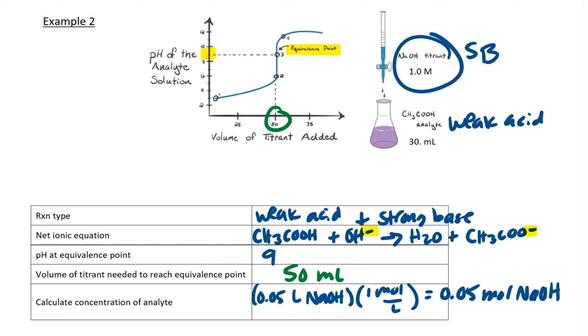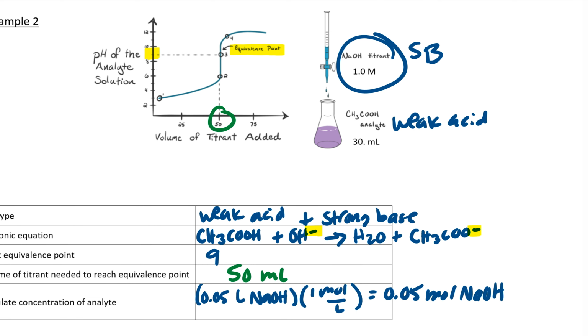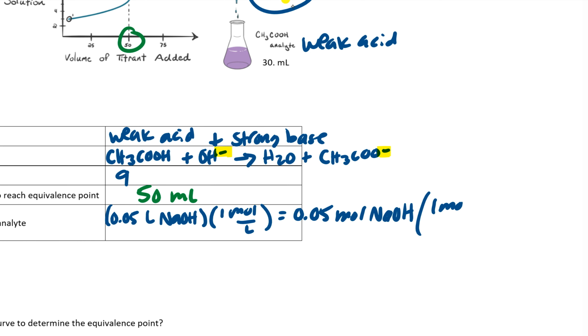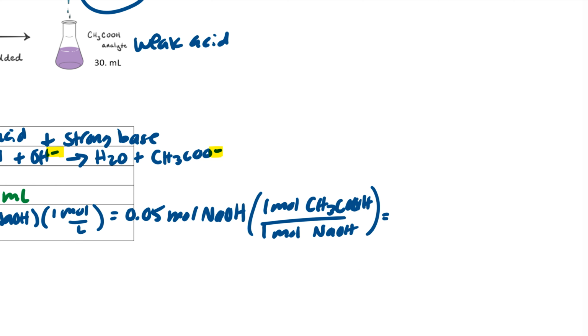Again, looking at your net ionic equation, 1-to-1 ratio. So if it's 0.05 moles of sodium hydroxide, it is 1-to-1. So the stoic is very easy. You're going to get 0.05 moles of acid.